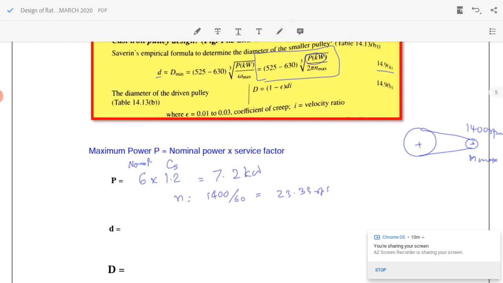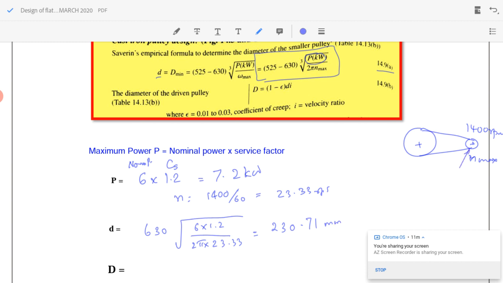So taking this equation from 14.9a, I can write small d equal to, taking the higher value, 630 root of power equal to 6 into 1.2, 7.2 kilowatts. I have to substitute in kilowatts, divided by 2 pi into N max equal to 23.33. I can get this value to 130.71 millimeter, which is the diameter of the smaller pulley, small d.